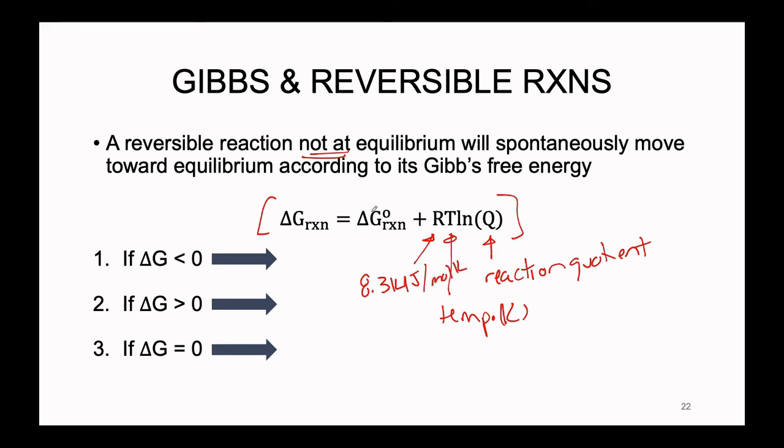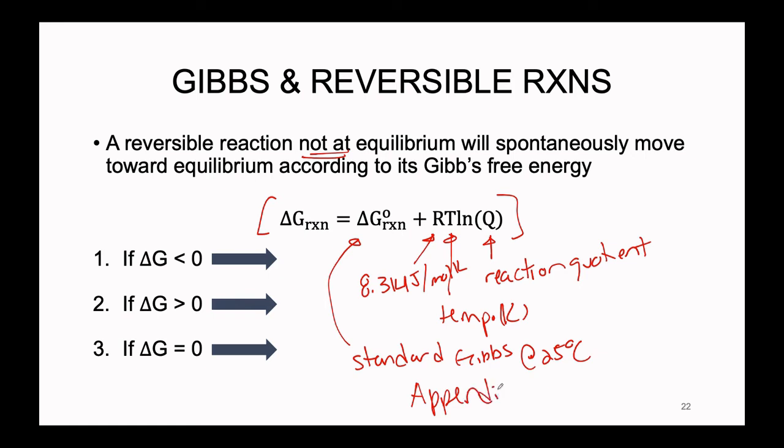Okay, and now here's where we can differentiate between these two Gibbs energies. The Gibbs free energy on the right-hand side of this equation represents our standard Gibbs. And this standard Gibbs is at 25 degrees Celsius. This is not an STP kind of standard. This is a different standard temperature. This is the same standard temperature that all of the Appendix 2 data is in, so we can use the Appendix 2 data to calculate our standard Gibbs free energy at 25 degrees Celsius.